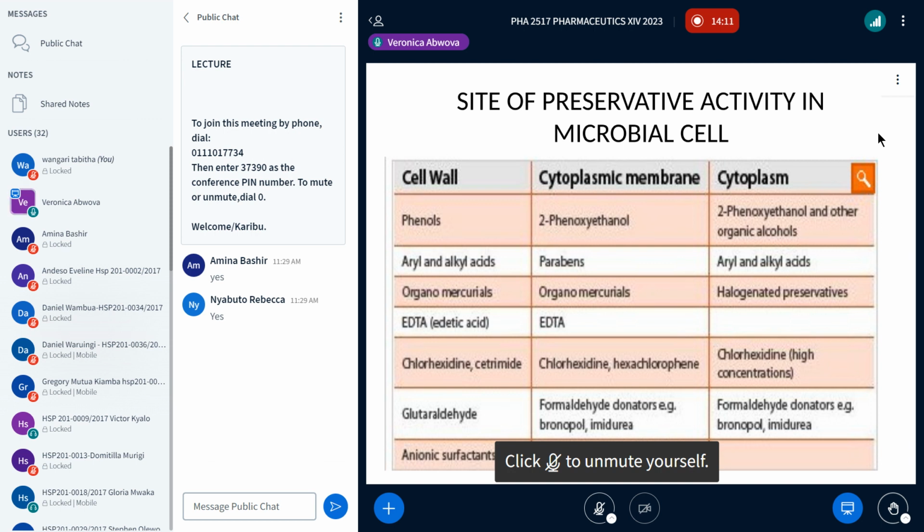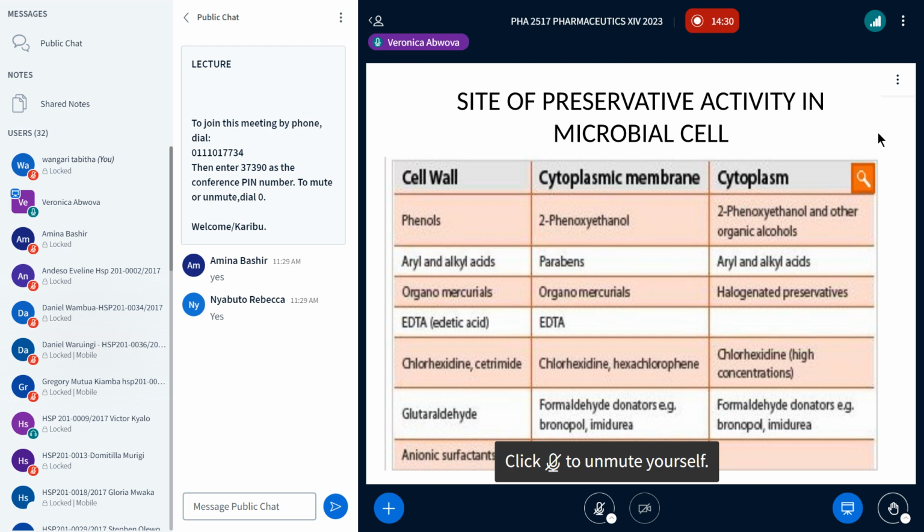So again, I believe one of the things we said last week was some antimicrobials will work on a different site at low concentrations, but when you increase the concentration, you are basically able to affect other parts within the cell. So for instance, think of chlorhexidine. In high concentration, it is able to get into the cytoplasm and cause disruption. Okay.